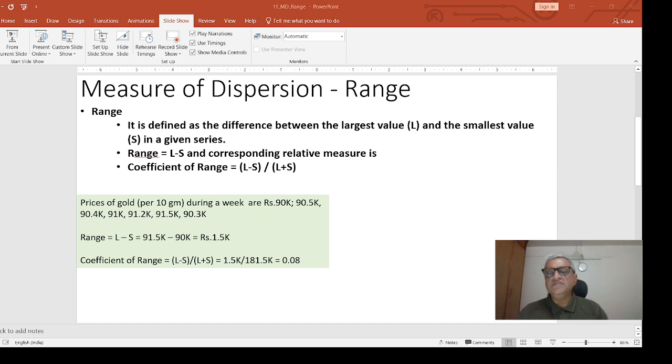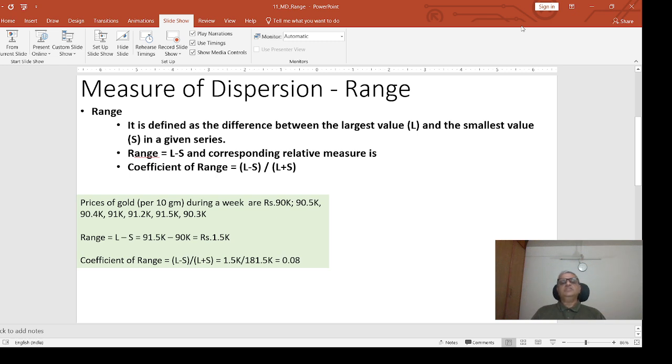In this video, we are going to go through one of the easiest measures of dispersion, that is range. In our introduction video of measure of dispersion, we have seen that there are two types of measure of dispersion. One is absolute measure of dispersion and another is relative measure of dispersion. So range is an absolute measure of dispersion, and its counterpart on the relative side is coefficient of range.